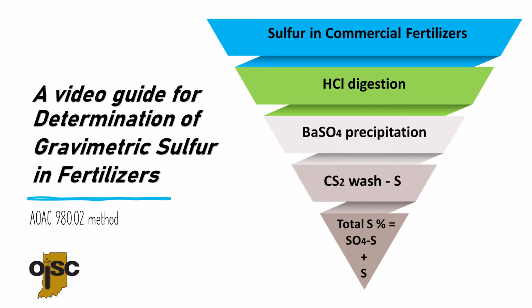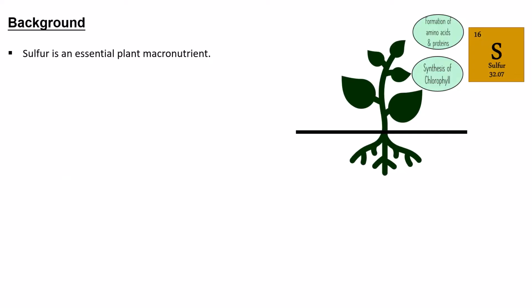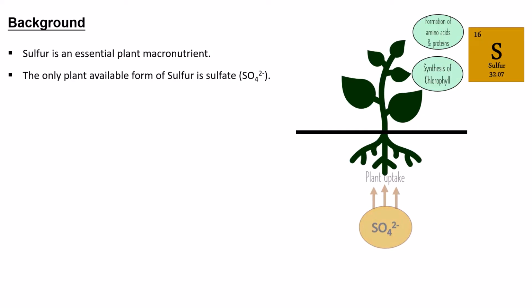This video demonstrates the AOAC 980.02 method for determining gravimetric sulfur in fertilizer materials. Sulfur is an essential plant macronutrient. The only plant available form of sulfur is sulfate.